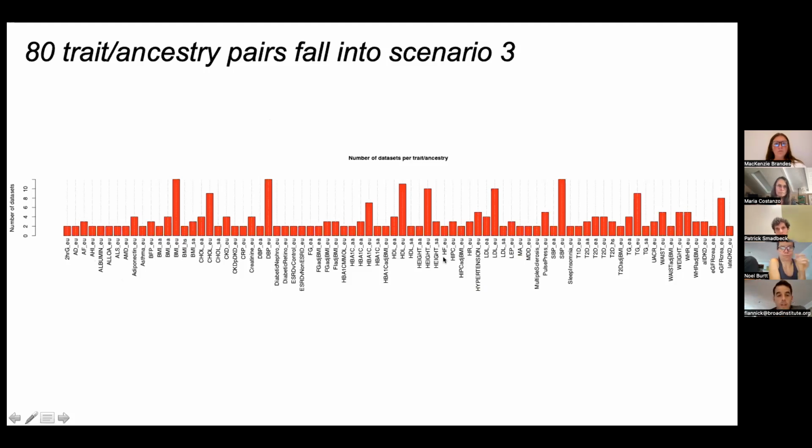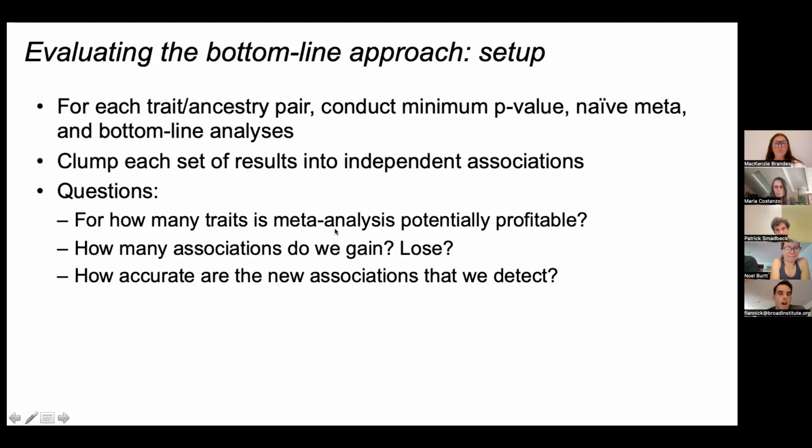This probably gives you a landscape of how many data sets we're dealing with here. Once you remove all the obvious overlaps, the modal value is 2, right? But there are some traits, particularly blood pressure, BMI, and height, that are measured in so many different studies that we have tons of different studies that in principle we need to think about how to combine. So here's the setup for how we evaluated these.